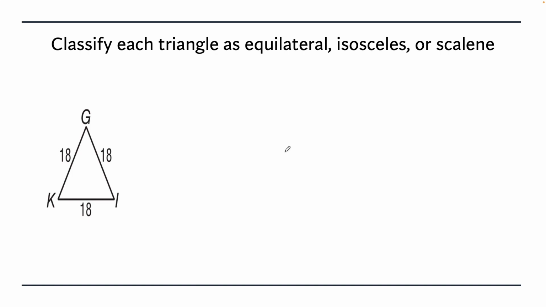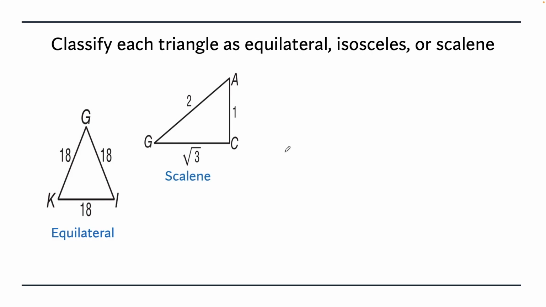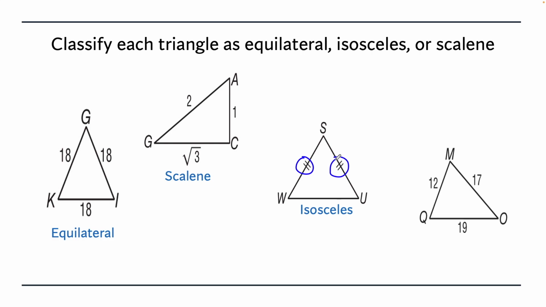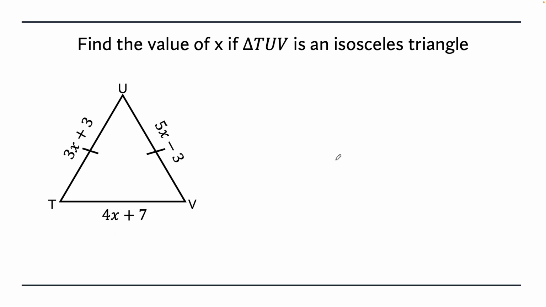All right, this one is equilateral. All the sides are the same. They're all 18. This one is scalene. All the sides have a different length. This one, see these two markings right here that say these two sides are congruent. So that makes that an isosceles triangle. And finally, what do you think this one is? Another scalene triangle.